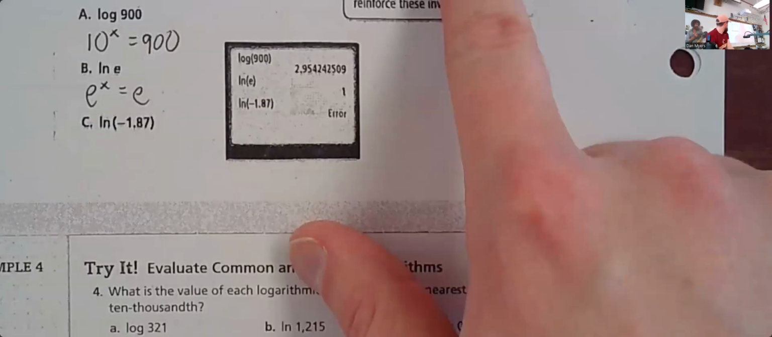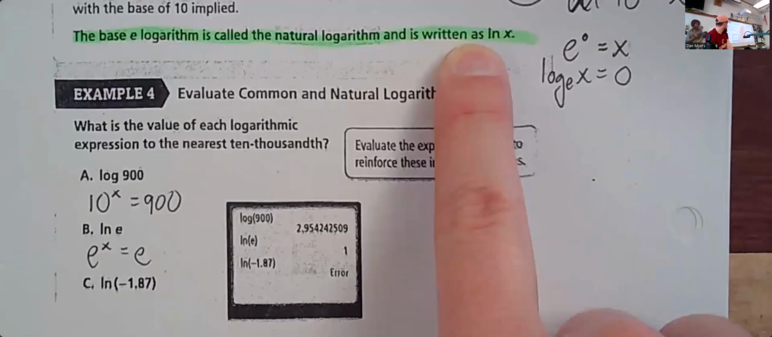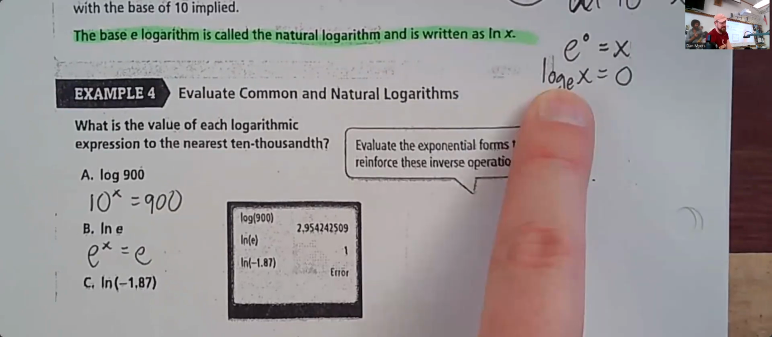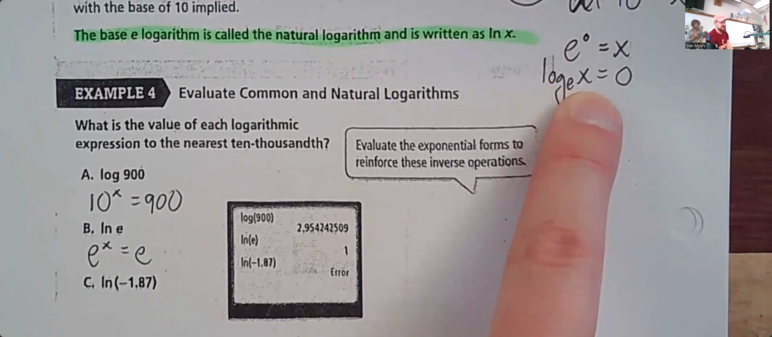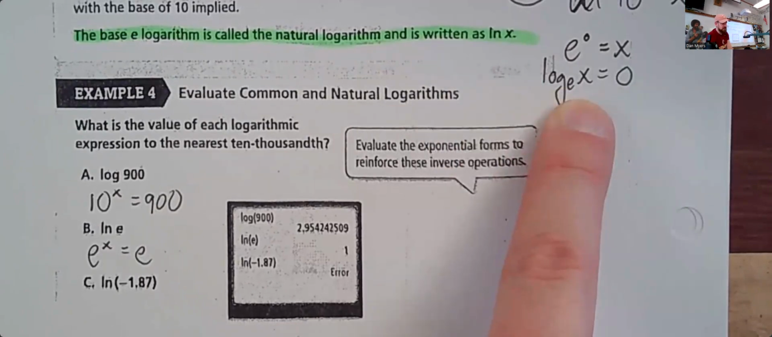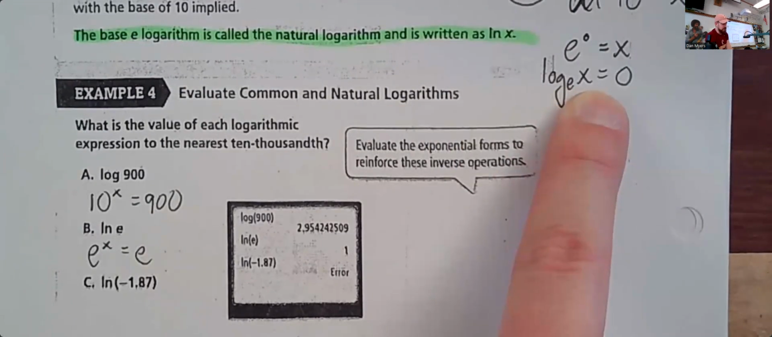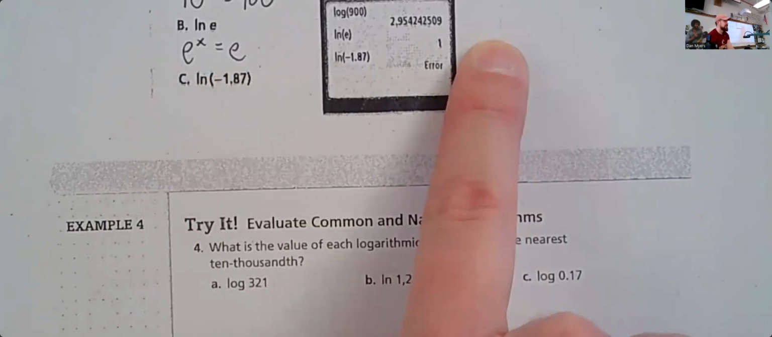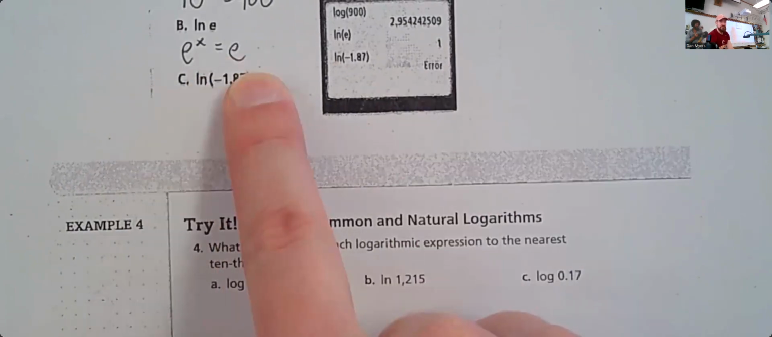Because ln x right here was log base e to the x power. So ln e means log base e with an argument of e. So e to what power equals e? 1, first power. The only way to make something equal itself using an exponent is if the exponent is 1.